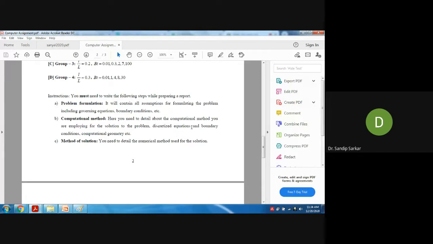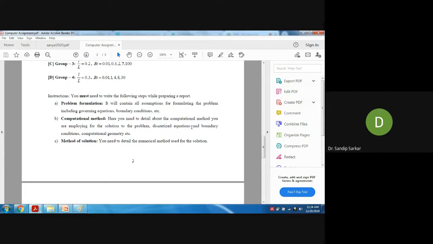Then the computational geometry. You have to draw the computational geometry. Which computational geometry are you choosing? What are the discretized equations? How have you discretized the governing equation? What method have you chosen for discretization, how have you discretized the boundary conditions, and what is your computational geometry? You need to detail that in the computational method chapter.